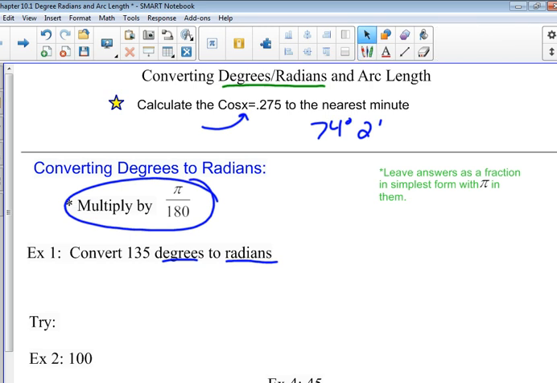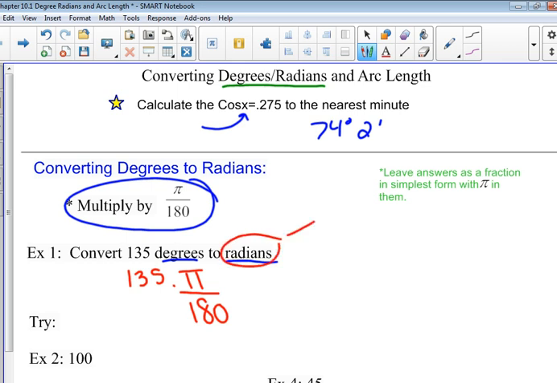Okay. So what it looks like is this. We're going to take our 135, and we're going to multiply it by pi over 180. It's just like a conversion, so you're always going to be multiplying by pi over 180. I like to think that if I'm going into radian form, you always want a pi, so the pi would go on top, so pi over 180. When you multiply your fractions, it's like saying top times top, bottom times bottom. So it's 135 pi over 180.